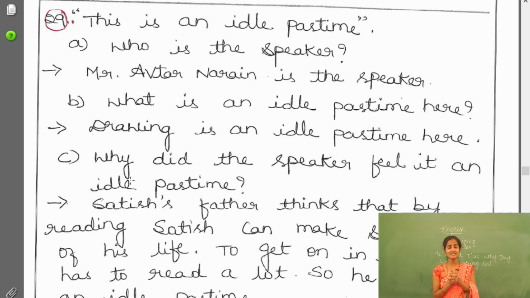Here, when Satish's father, Mr. Avatar Narain, looked at Satish, whenever he used to look at Satish doing that work, he used to say that this is an idle pastime. The lazy people will do this work. So he hated all those arts.